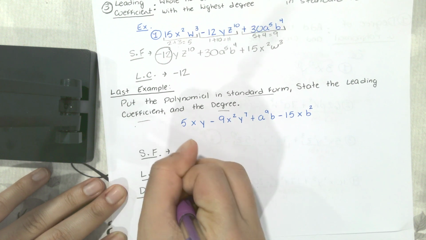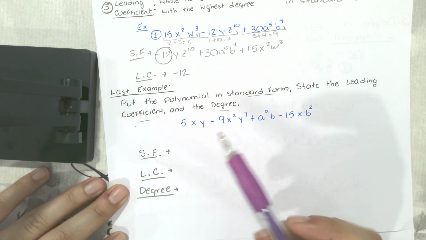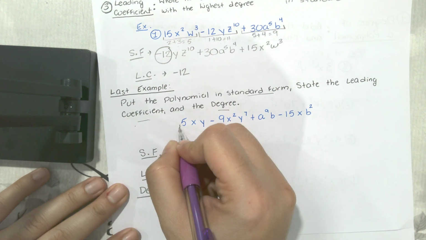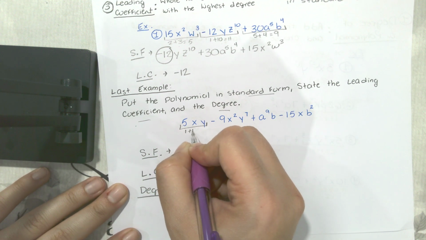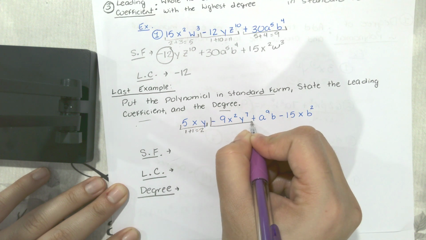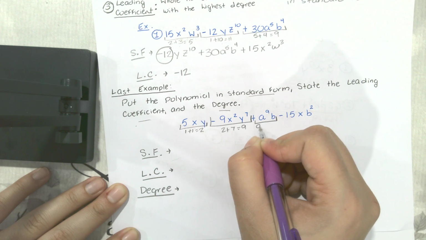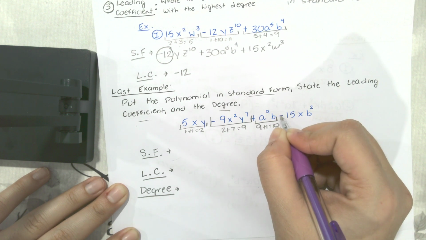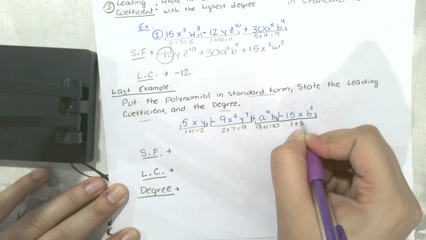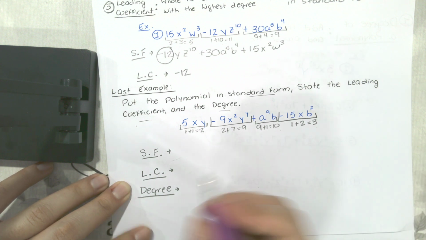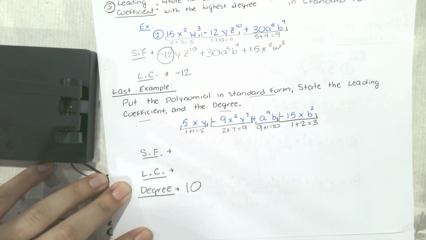Do you need to answer these in order? No. You'll see that when you start putting this in standard form, you have to find the degree first anyway. So if you want to answer the degree first and then do everything else, that's fine. So here, finding our degrees, we have 1 plus 1, which is 2. 2 plus 7, which is 9. 9 plus 1 is 10. And 1 plus 2 is 3. So already our largest degree, it's going to be 10. So the degree of the whole thing is 10.